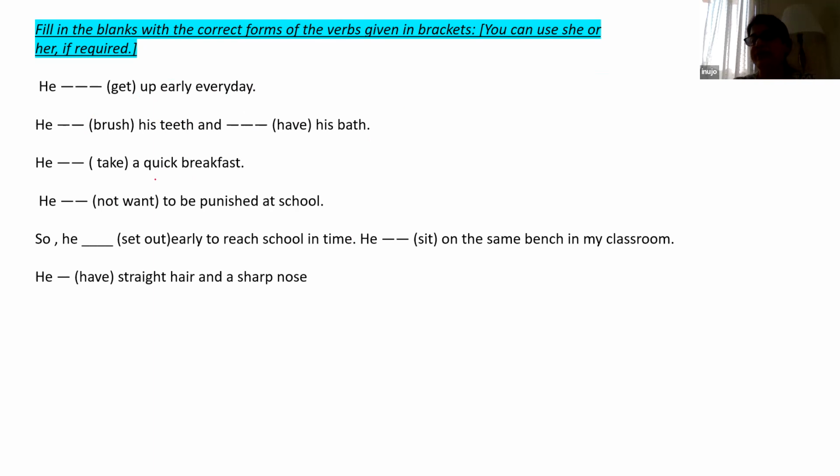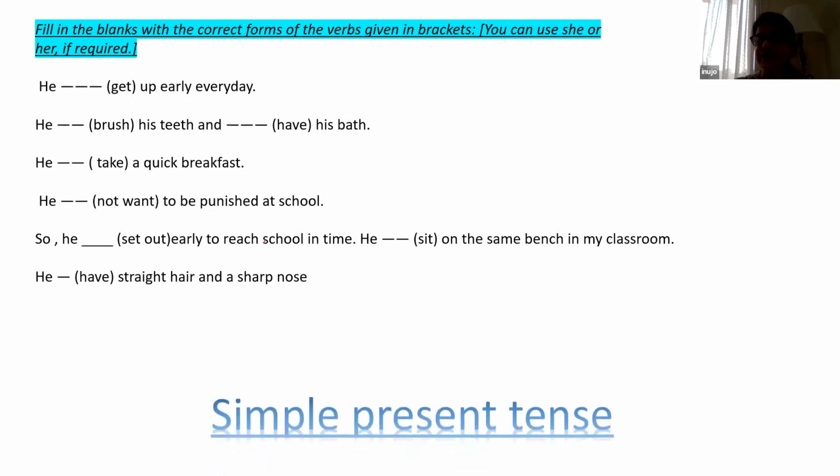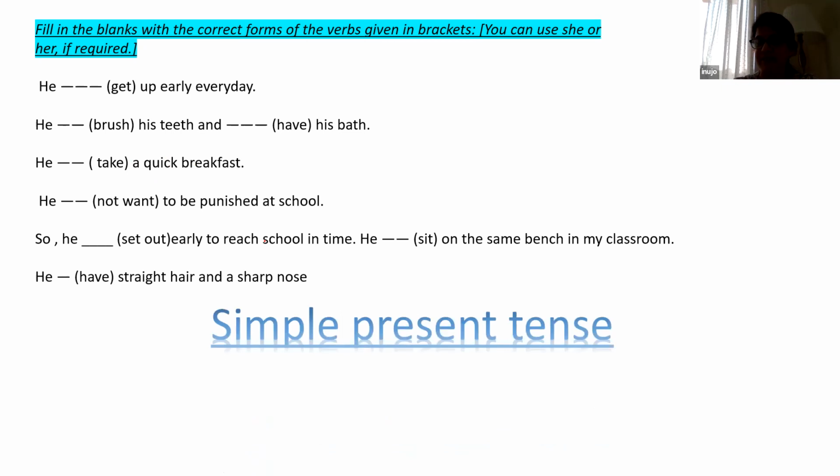He takes a quick breakfast. So this is again a simple present tense. So these exercises are only on your simple present tense.